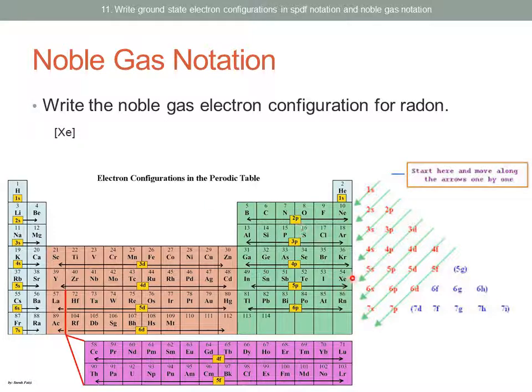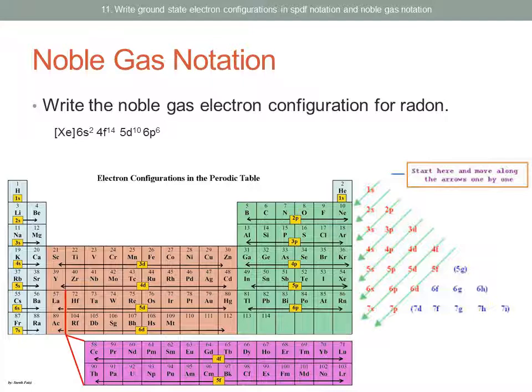And xenon ends with 5p6. It's the end of the 5th period on the P block. Radon is going to end with 6p6 because it's the end of the 6th period on the P block. So we look at our northeast to southwest rule chart. We can see that after 5p is 6s. So we have 6s2. And then just following our arrows here, we have 4f14. And then 5d10. And then 6p6.